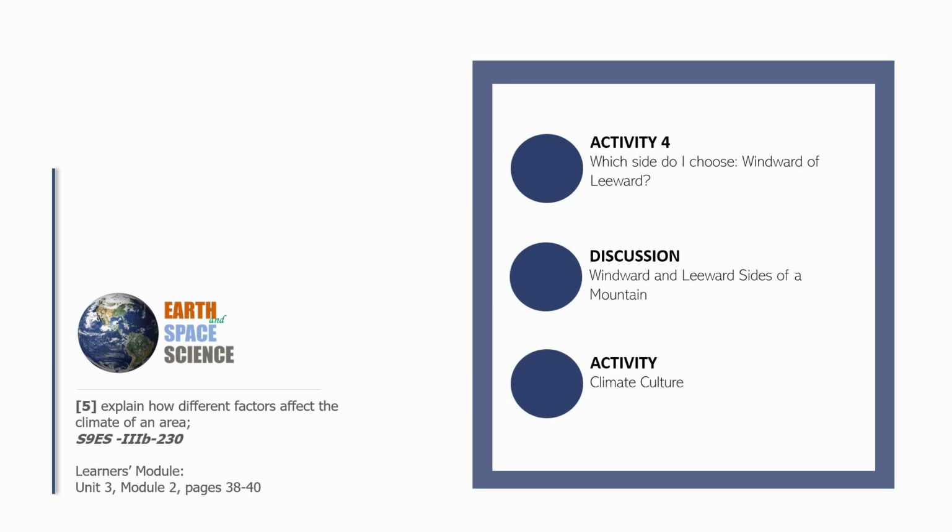Let's begin. Alright, so this session is divided into the following parts. The first part is activity number 4. Which side do I choose? Windward or leeward? And then the second part is a discussion on windward and leeward sides of a mountain. And then the last part is an activity called climate culture. There is no particular number for that activity because I just sort of made it up. Okay, so let's begin with the first part.